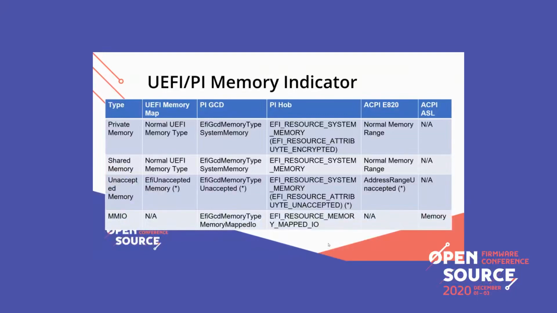The unaccepted memory is a special one. The TDVF needs to report the unaccepted memory to the OS because the TDVF might not convert all unaccepted memory to private. Then the OS may convert them later. A new UEFI memory type, unaccepted memory, is defined as an indicator, similar to the one in GCD, PI HOB, and ACPI E820. The MMIO does not need to be reported in the UEFI memory map.